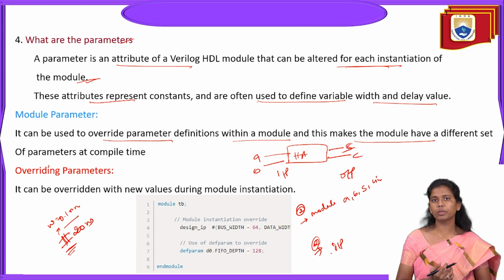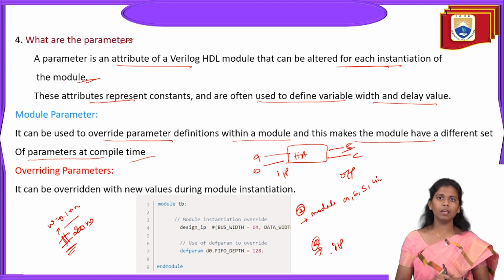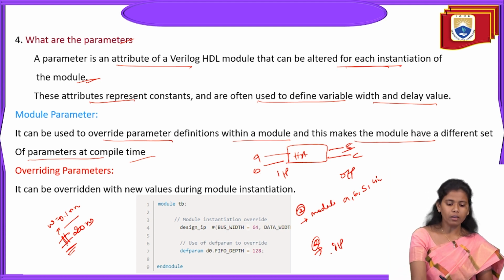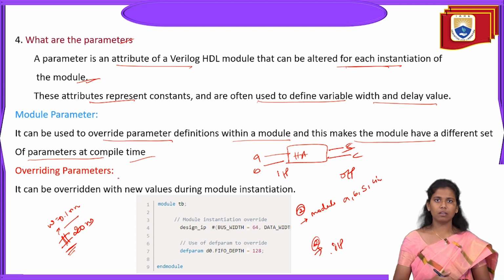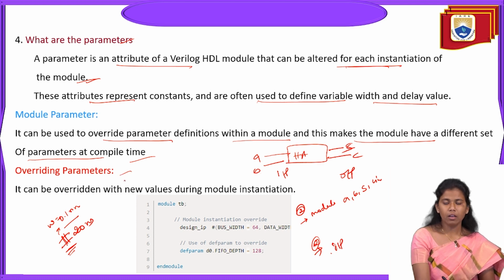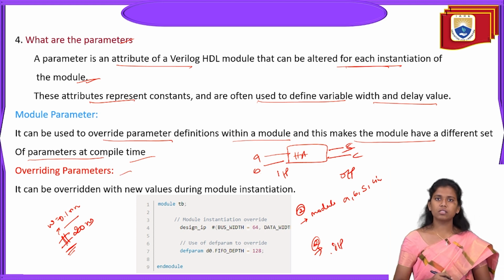So at different intervals of time, whatever changes we have made inside this module can be seen at the output as well. If any changes have occurred to the parameters inside the module, then such parameters are nothing but the module parameters. Then the other type of parameters are overriding parameters. Overriding parameters can be overridden with new values during module instantiation.